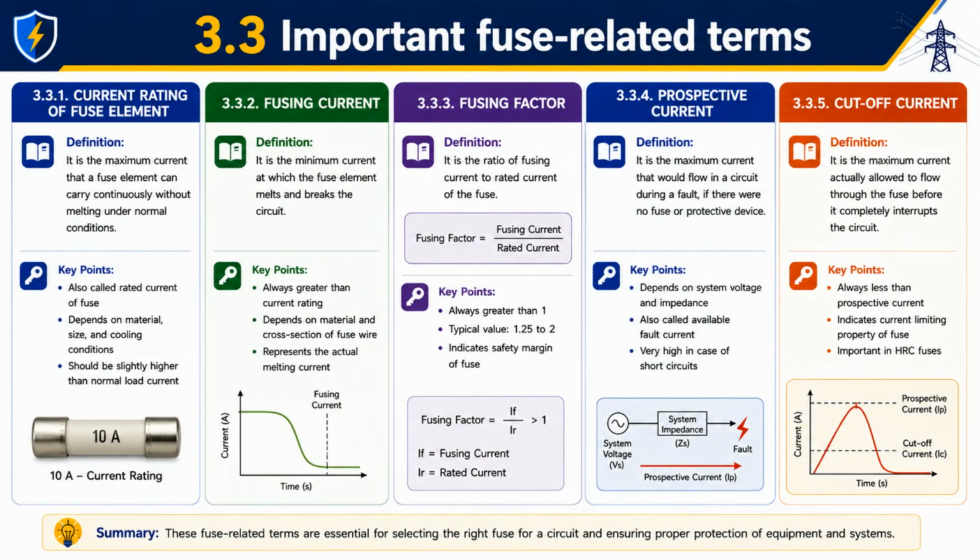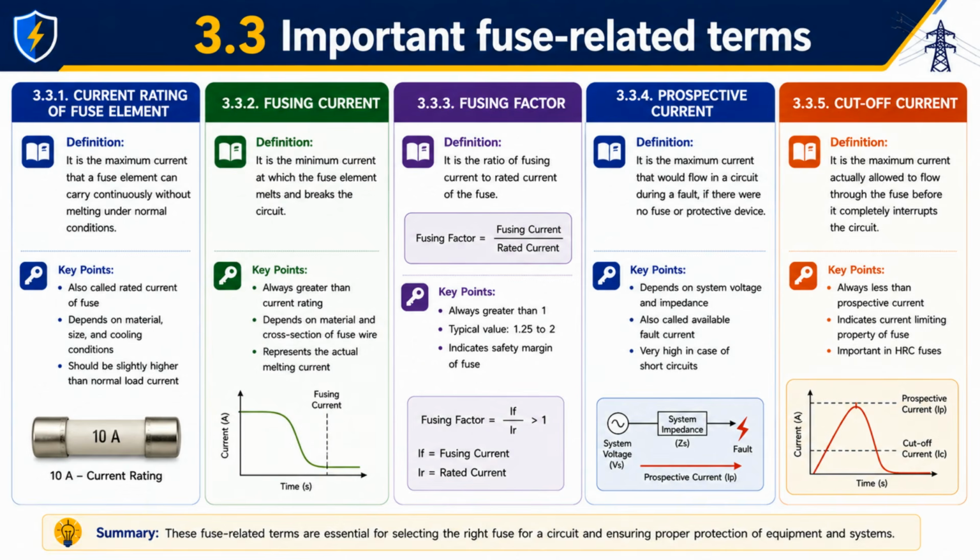Now let us understand some important fuse-related terms. 1. Current rating of fuse element. It is the maximum current a fuse can carry continuously without melting. It is also called the rated current of the fuse. It depends on the fuse material, size, and cooling conditions. Usually, it is chosen slightly higher than the normal load current.